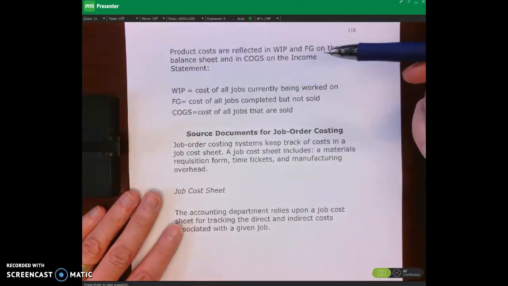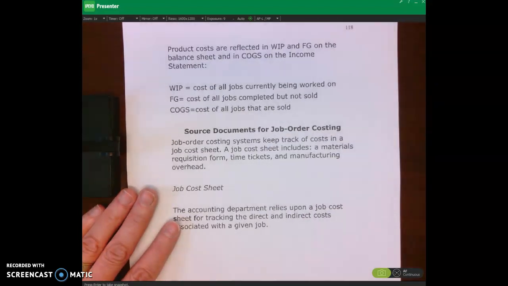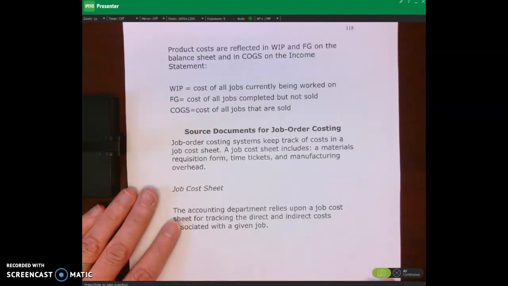Okay? In the next lecture video, I'm going to talk about source documents in terms of job order costing, and then also talk about the cost flow with a job order costing system, and then introduce manufacturing overhead.